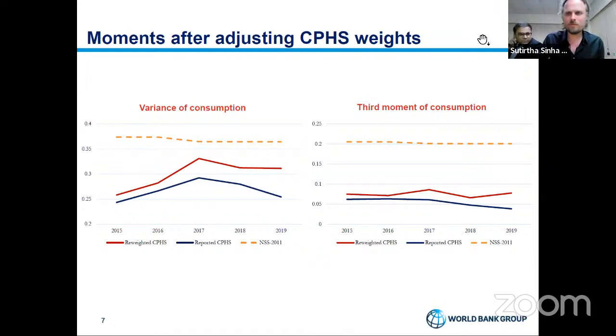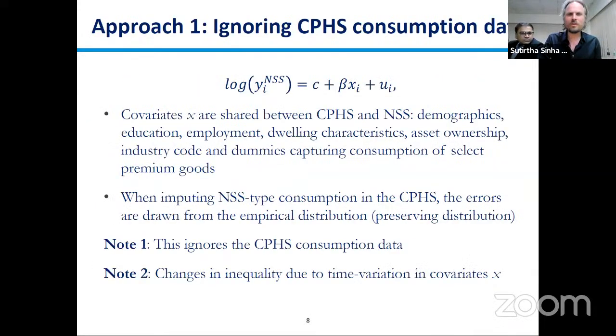So as I indicated, we're going to consider 2 approaches. Just to recap, at this point, we have made adjustments to the sampling weights that effectively convert the CPHS survey into a nationally representative survey, which means that the first challenge is satisfactorily resolved. The second challenge is that we are going to make an effort to impute into the CPHS survey a measure of household consumption expenditure that is more readily comparable to the household expenditure variable that is available in the NSS 2011.